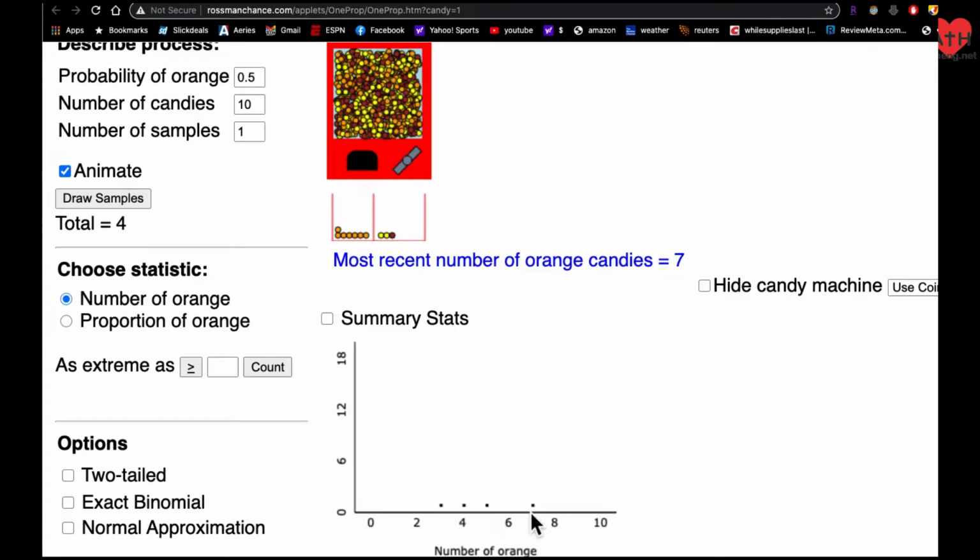This is called variability, sampling variability, because the samples that we're getting are all over the place. We got 7 in this last case, but here, this is kind of neat, I can now choose how many times I want the machine to turn. Let's try 10. Now it's going to turn 10 times, and then of the 10 results, it's going to show me 10 more dots of how many were orange, okay?